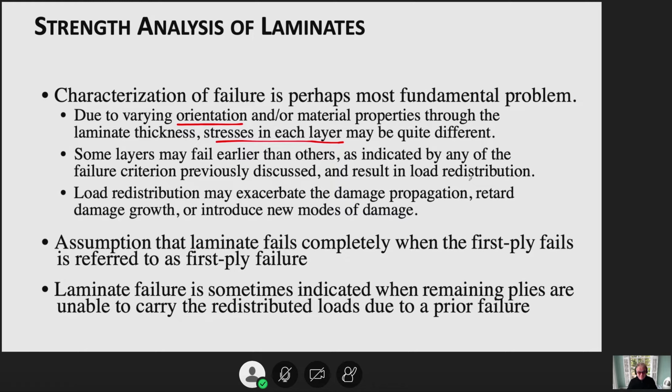So we do not assume the failure of the matrix to be the failure of a laminate. Instead, we assume the fiber failure to be the main ply level failure, in which case still remaining layers might carry the load, but this is typically called first ply failure, and this is implemented typically after the first fiber failure in a given layer is detected.